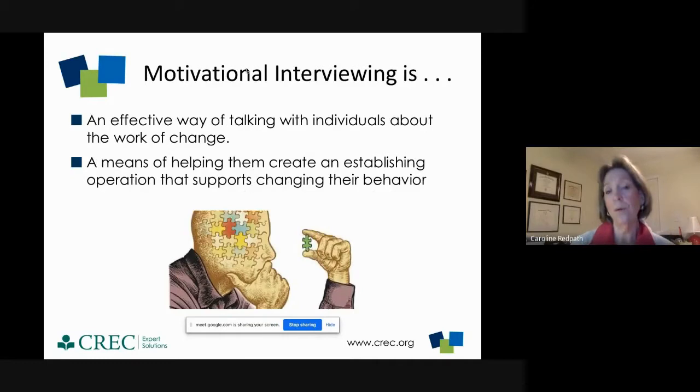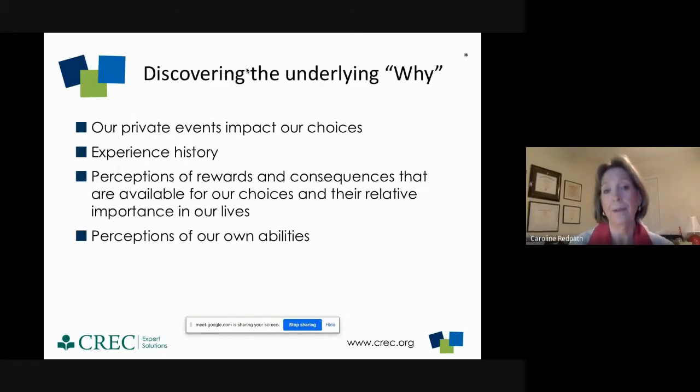So motivational interviewing is an effective way of talking about the work of change, and it's a means of helping them create an establishing operation that supports changing their behavior. We discover the underlying why. So our private events, as you know, impact our choices, our experience history, the history of reinforcement for particular behaviors, perceptions of rewards and consequences, perceptions of our own ability.